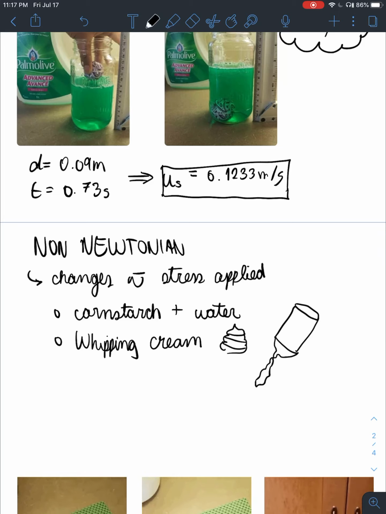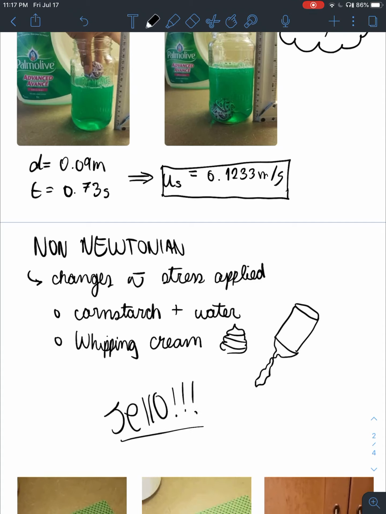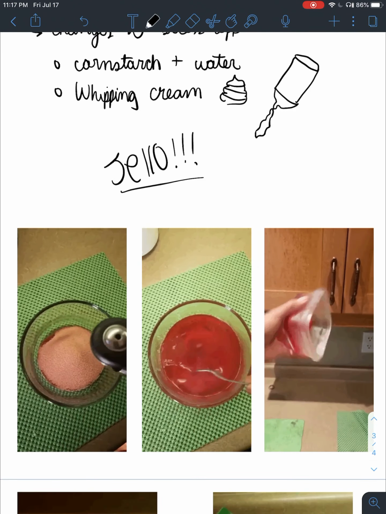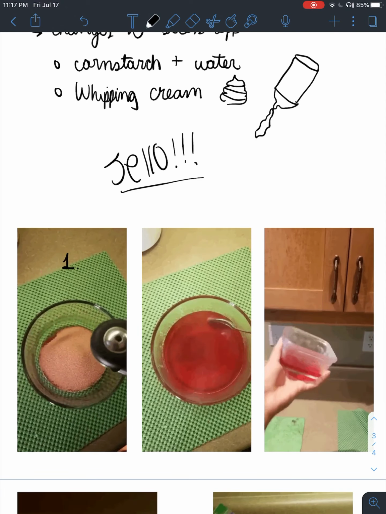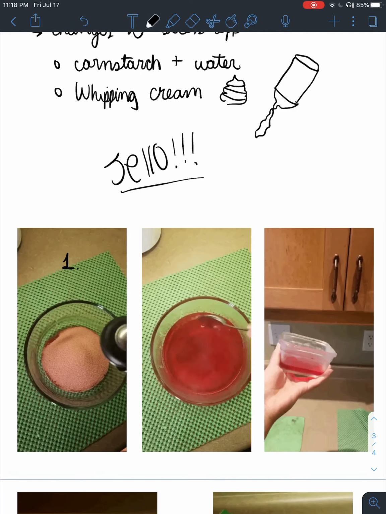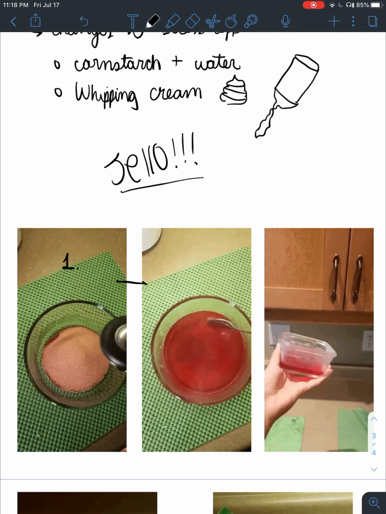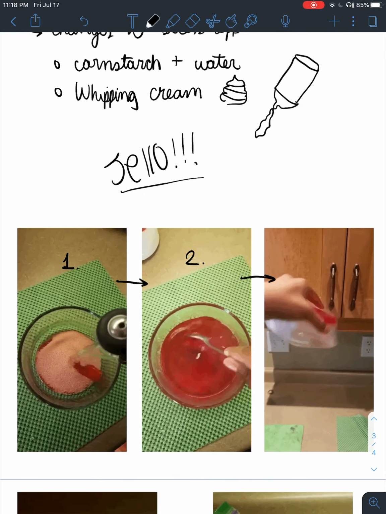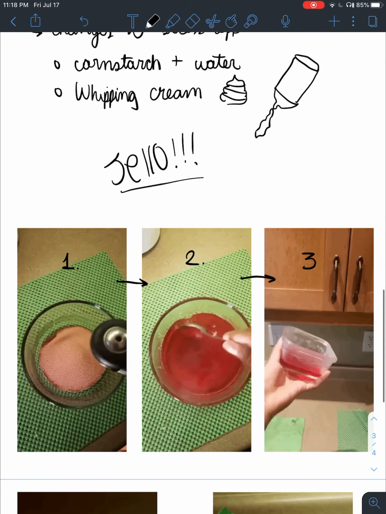So something that I thought would also show these properties would be Jello. So for my experiment, I first made the Jello, as we can see in the pictures here. So first, I had to make the Jello by adding the water to the powder. Then we stirred it, and then we left it in the fridge for a little bit and checked that it was solid.